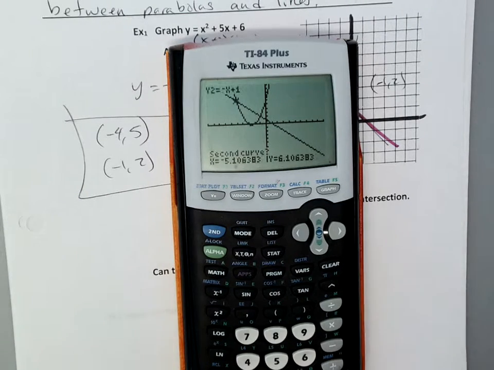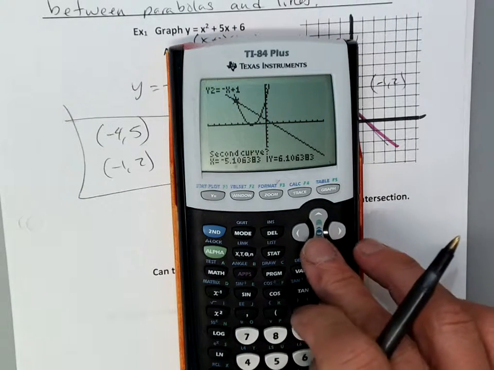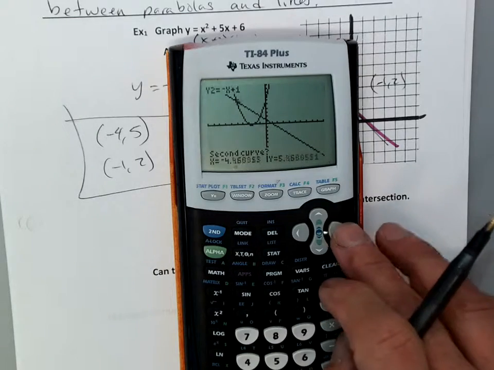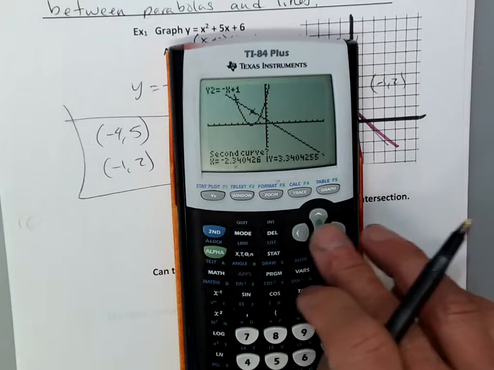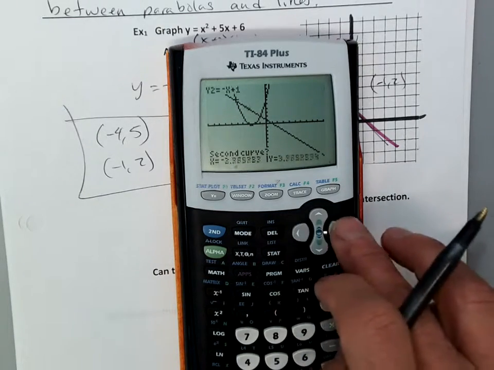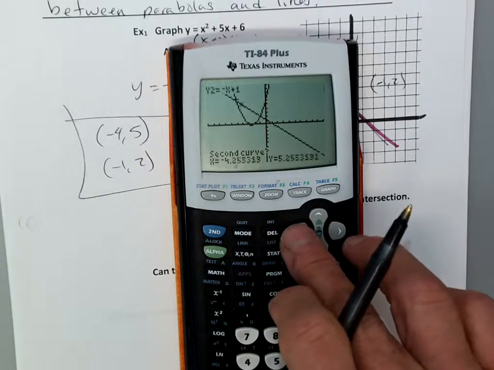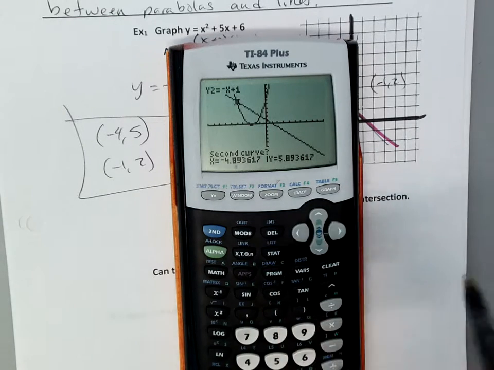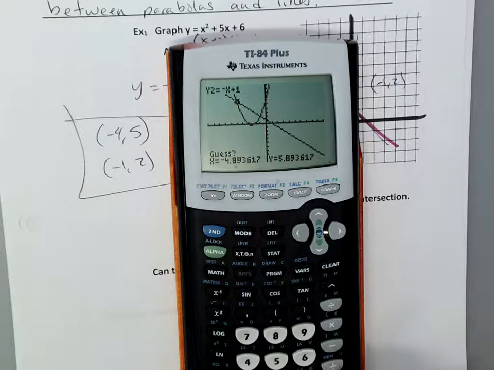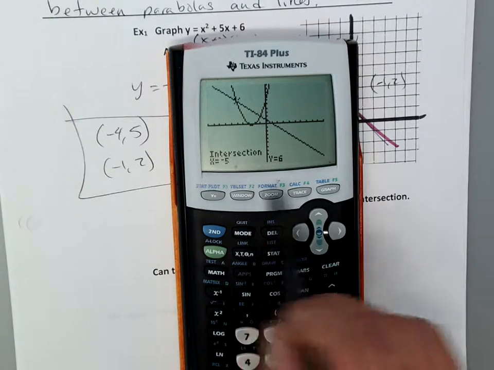So I hit enter. Now, second curve. Now you push the cursor. But I don't want it there. Where do I want it? Right about where they intersect, right? Does that make sense? Right about there. Blinking, blinking, enter. I'm going to guess. And guess what? Negative 5, 6.